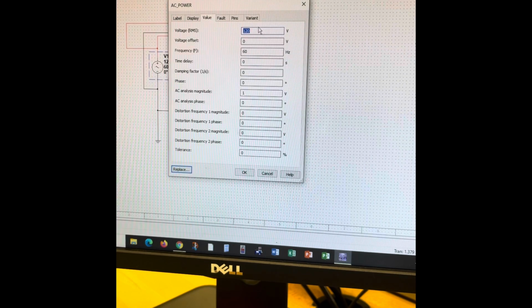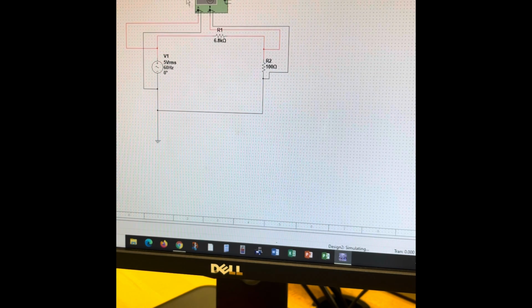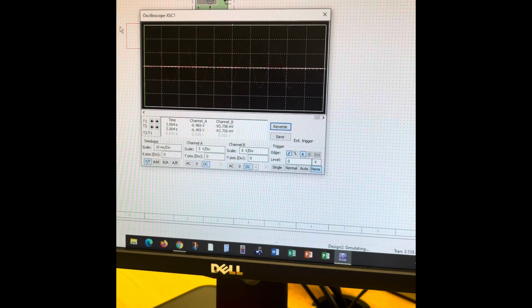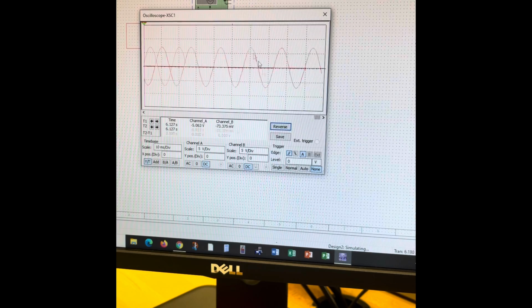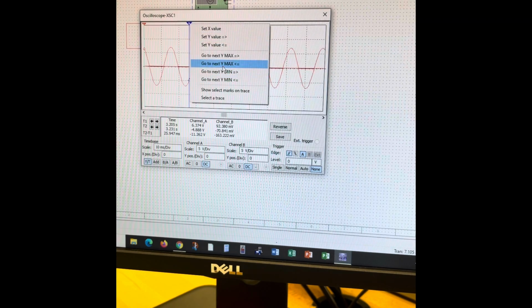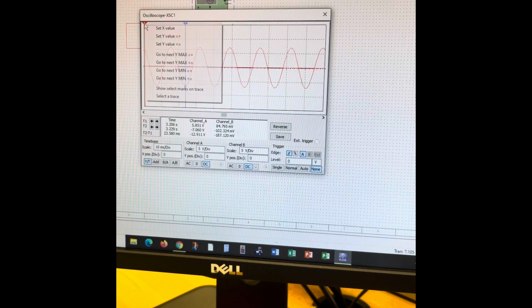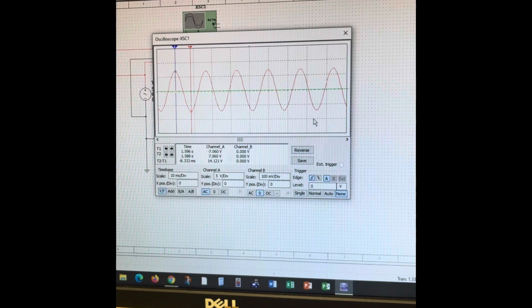We're going to change our voltage to 5 volts. We're going to run our oscilloscope. Check our volt peak to peak on our channel A, which is our voltage source. Comes out to 14.121. Alright, so we measure the peak to peak, which comes out to 14.121 volts.